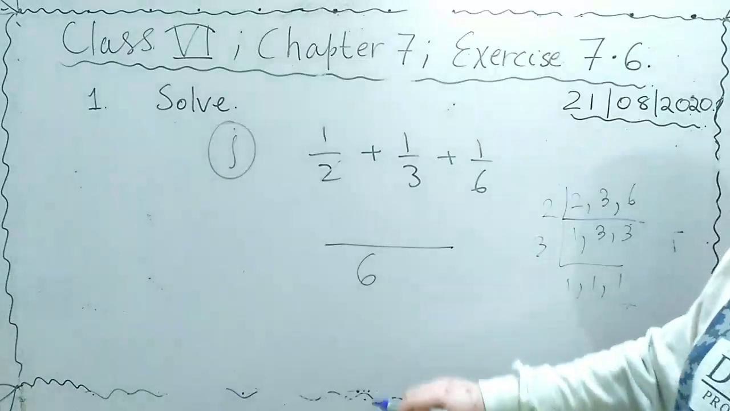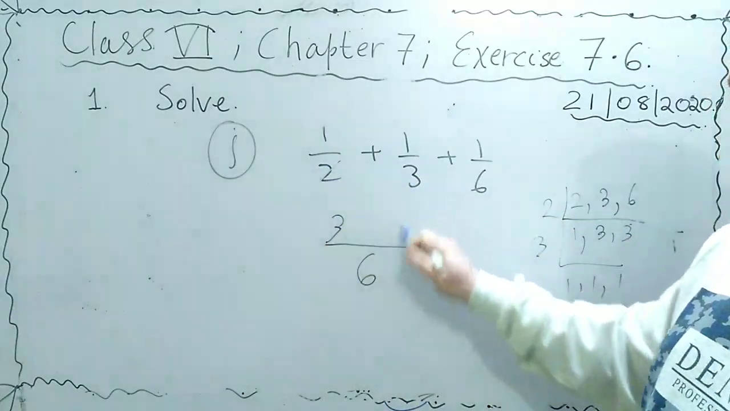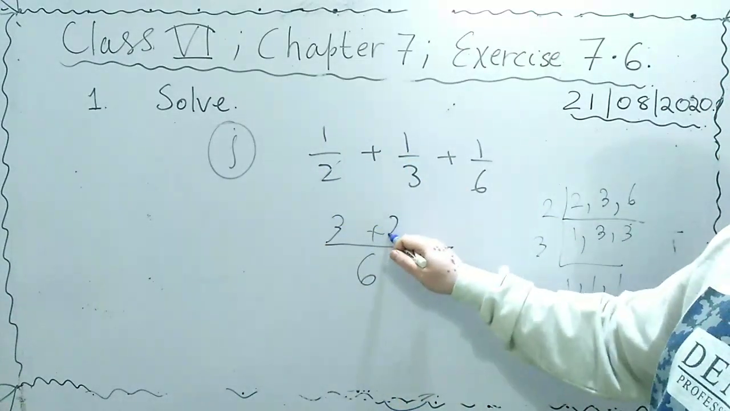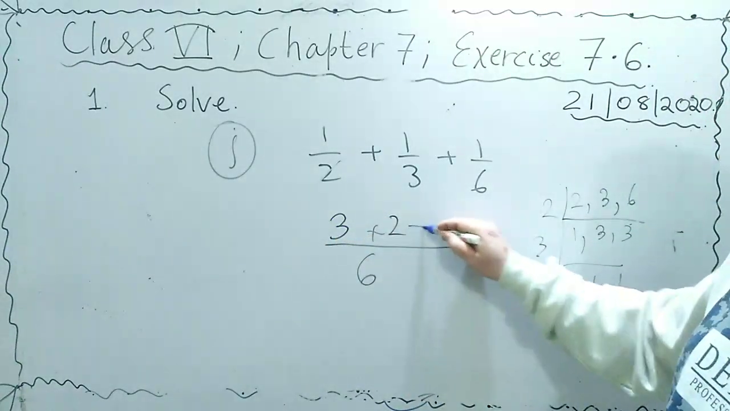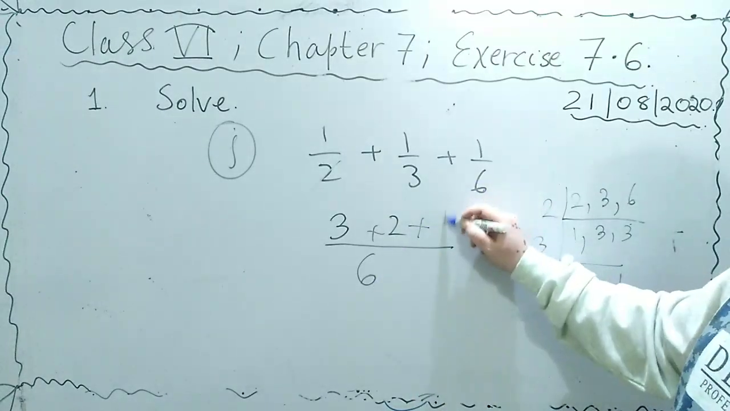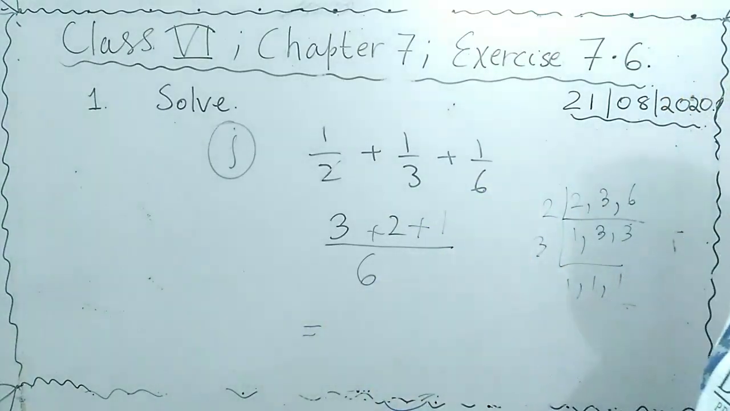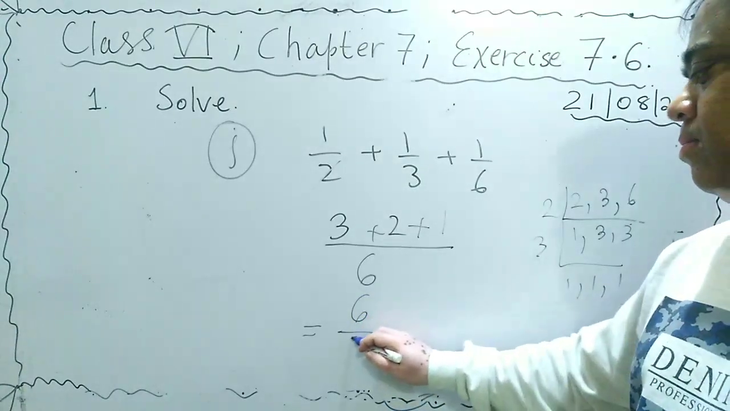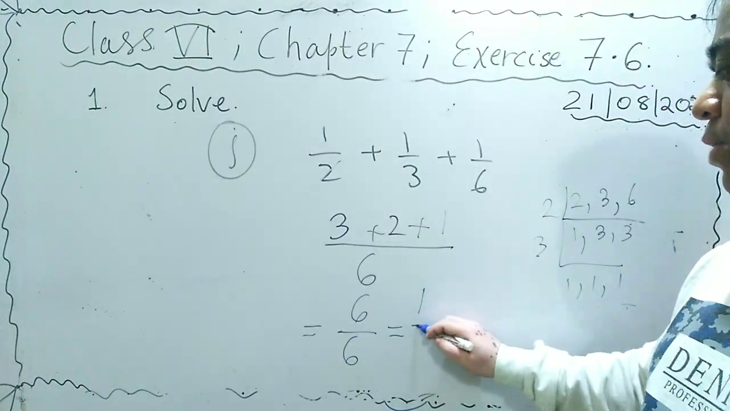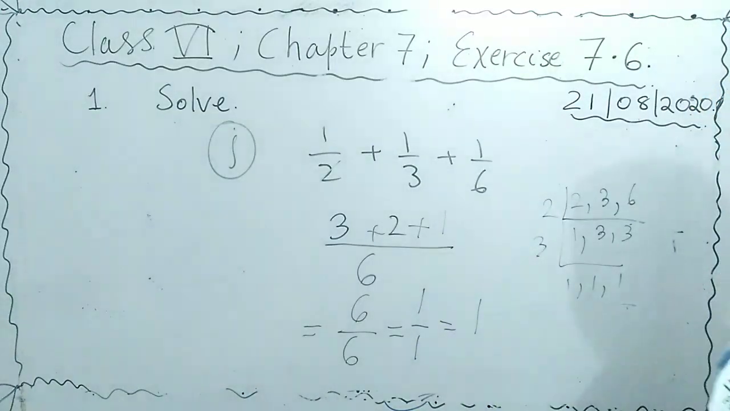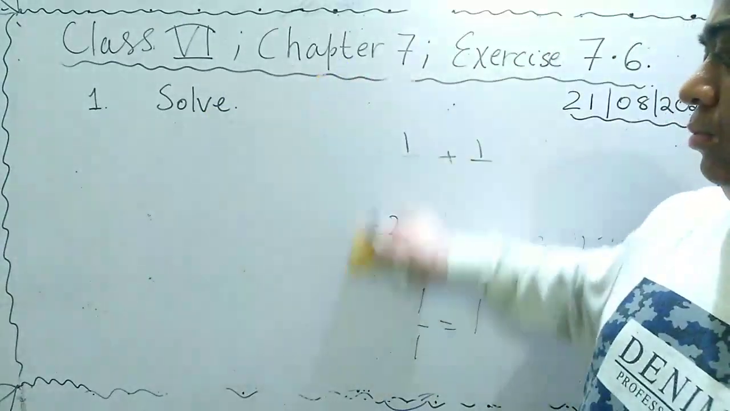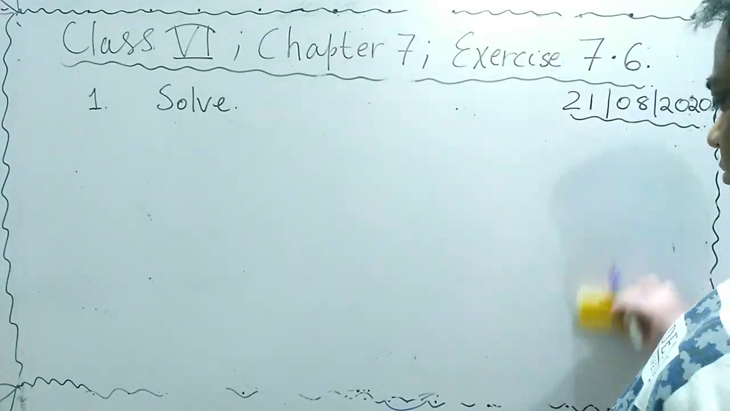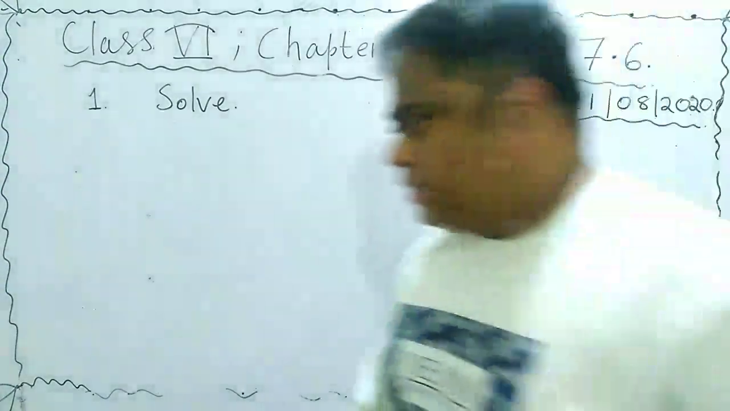So 2 3s are 6 and 3 1s are 3. 3 2s are 6 and 2 1s are 2. 6 ones are 6 and 1 ones are 1. So it will be equal to 6 by 6, equal to 1 by 1, equal to 1. Next question is K. What is K saying?